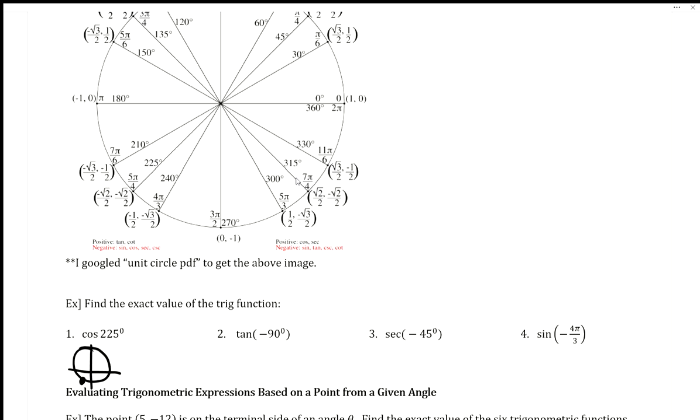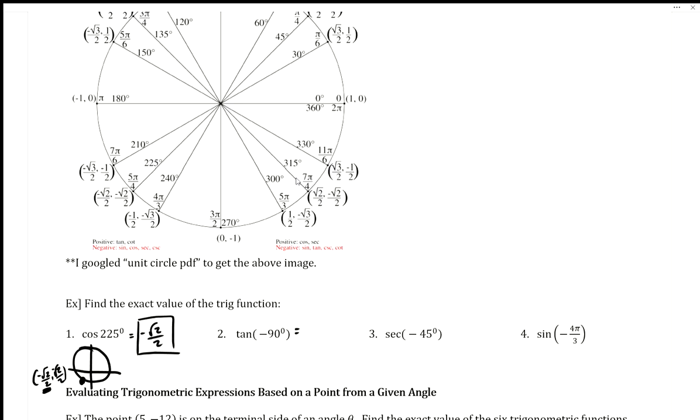I know 225 puts me right in the middle of quadrant 3. Right in the middle of quadrant 3 means our terminal points are both negative square root of 2 over 2. And then the cosine is telling you to use the x-coordinate for that answer. So negative radical 2 over 2.